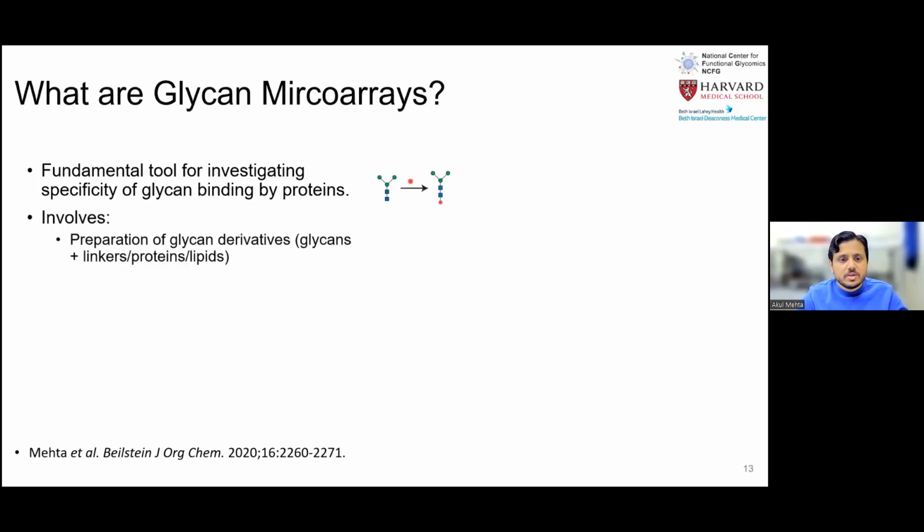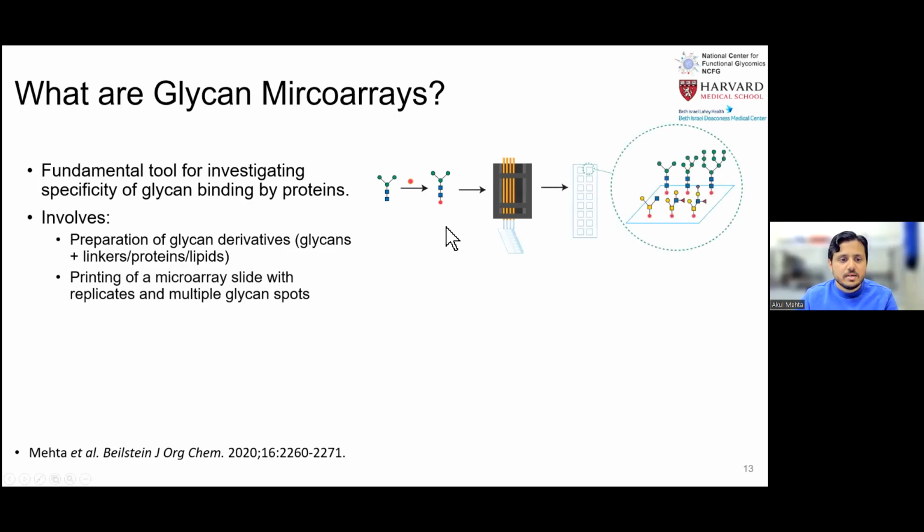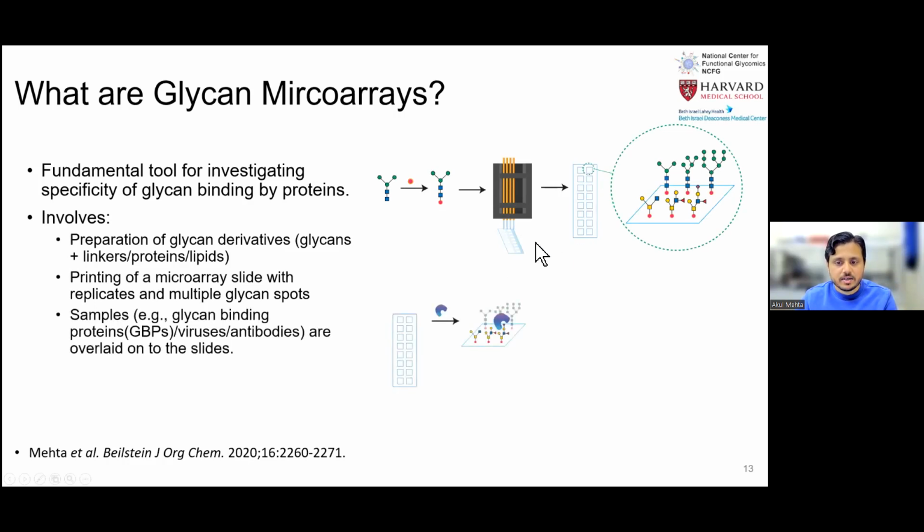It involves the preparation of glycan derivatives. So you have your glycan and it is attached with a linker or protein or lipids. And these are printed on a slide using a special equipment, which is a microarray printer. And you can print arrays on these slides in different patterns, such that each of these sub-arrays can be used for interrogating separate proteins for binding. So this is a miniaturized ELISA in effect.